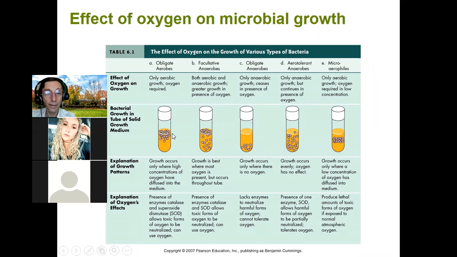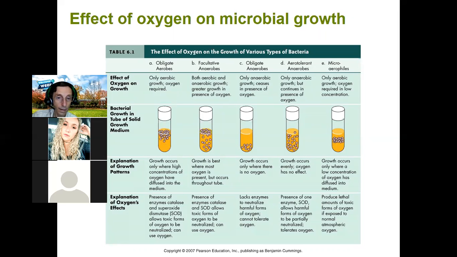Now for the aerobes, you'll notice that they only grow at the top of the tube. And as you go down the tube where there's less and less oxygen, you'll see less growth. And then at the bottom of the tube, which has no oxygen, you'll see no growth. Why we have most growth at the top is because this has full oxygen, 21% oxygen, and aerobes grow best with oxygen. So they'll grow best here, and as you go down the tube, you'll get less growth.